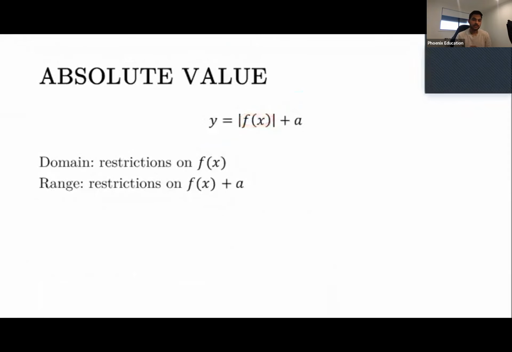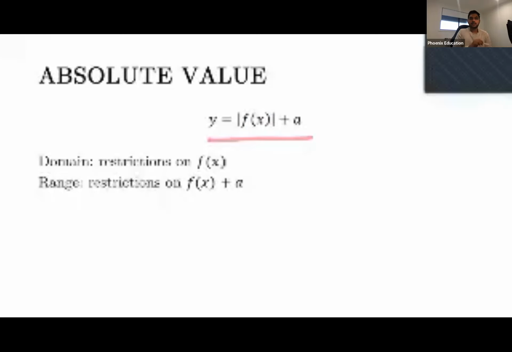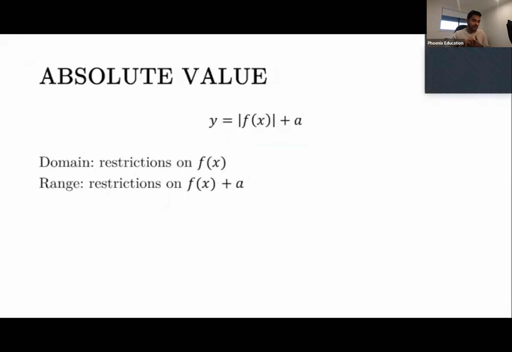The domain for this particular absolute value function, because the absolute value functions themselves aren't really a function, they're more of a transformation. So the domain would depend on what you actually have inside the absolute values. And for the range, it would be whatever restrictions you have on the function inside. But usually it's just limited to positive values. So if you're shifting it up by a units, it would just be whatever you originally had plus a units. This will be a bit more obvious when we look at the examples.